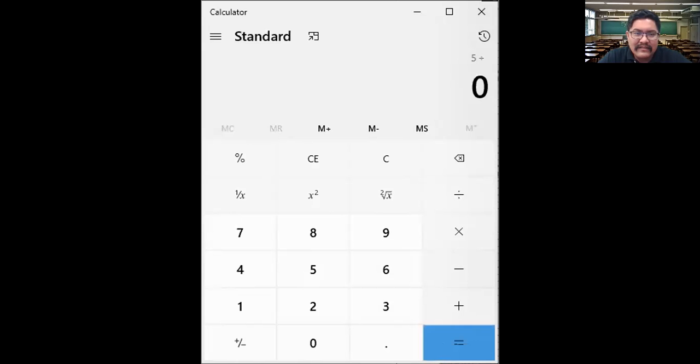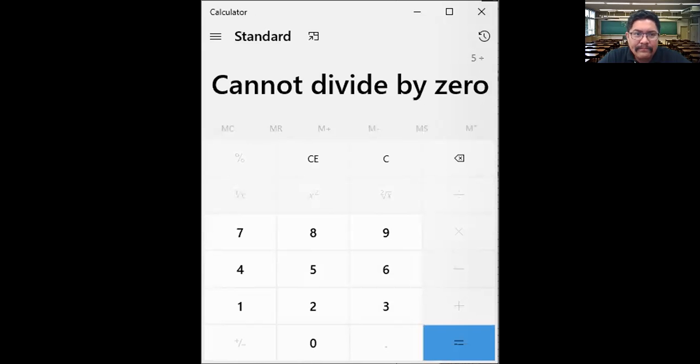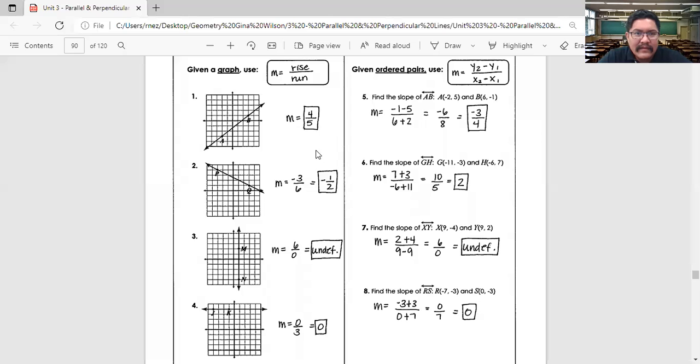All right, but anyway, let's see what happens when we do this 5 divided by 0. So again, 5 Skittles for 0 people. So this calculator tells me cannot divide by 0. So cannot divide by 0. And that's one of the other reasons why we call it undefined, because it can't be done. You can't divide by 0.